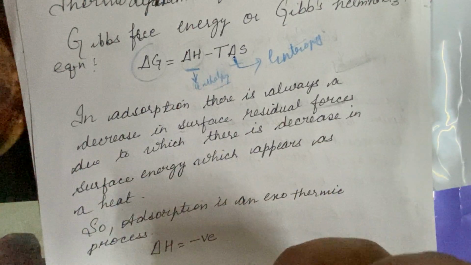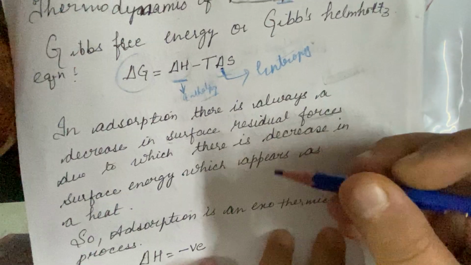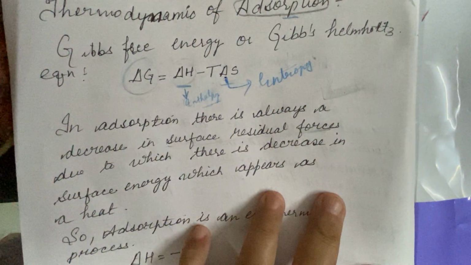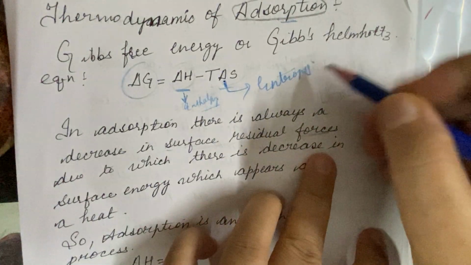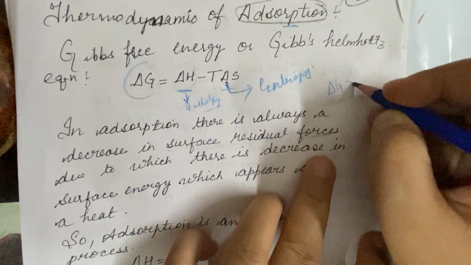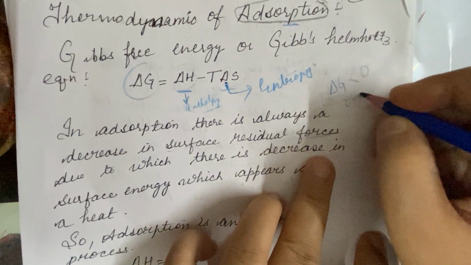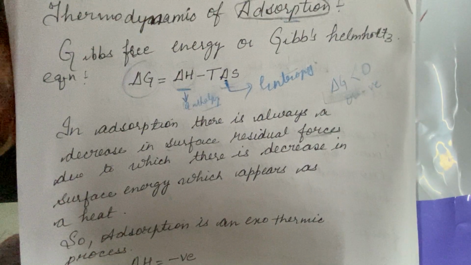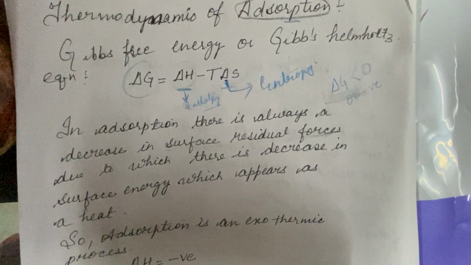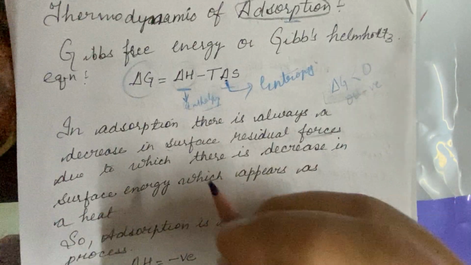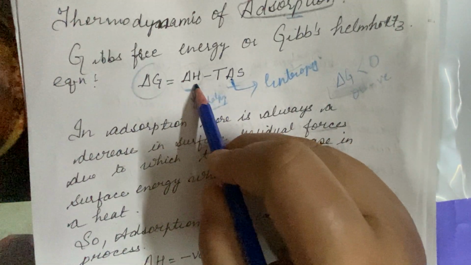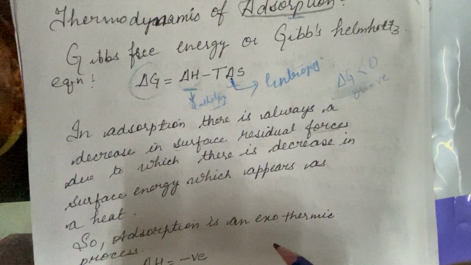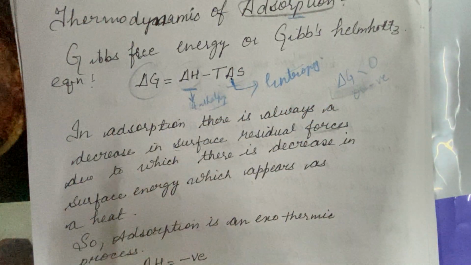So according to thermodynamics, if we want anything to be feasible, or if we want any reaction to take place, the value of delta G should be less than 0, or it should be negative. So that means if we want adsorption to take place, the value of delta G should be negative. So what happens during adsorption?